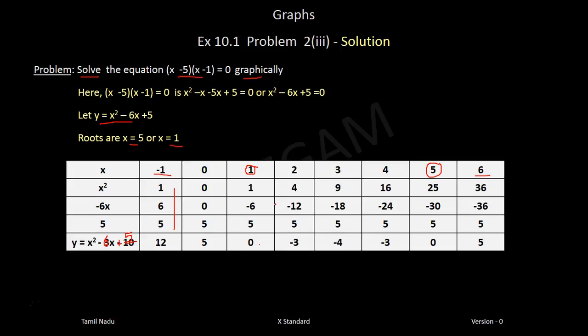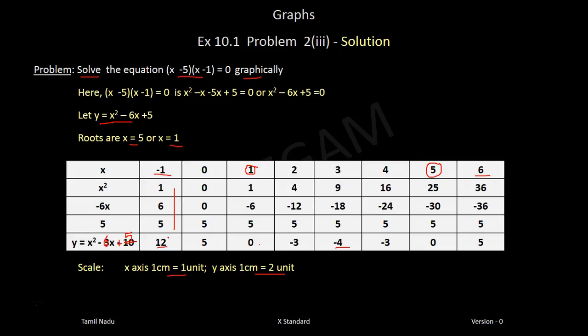Now let's look at the range. For x it's varying from minus 1 to 6. So we can have, as usual, 1 centimeter equal to 1 unit for the x-axis, because 6 minus of minus 1 is 7, so 7 is the difference. But now let's take the y-axis. On the y-axis, 12 is the highest and minus 4 is the lowest. So we need 12 minus of minus 4, that is 16 units. So it's better to have 1 centimeter equal to 2 units. So the y-axis scale is 1 centimeter equal to 2 units, and for the x-axis it is 1 centimeter equal to 1 unit.